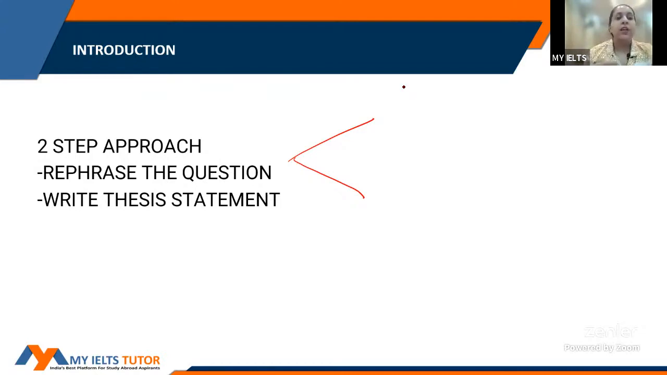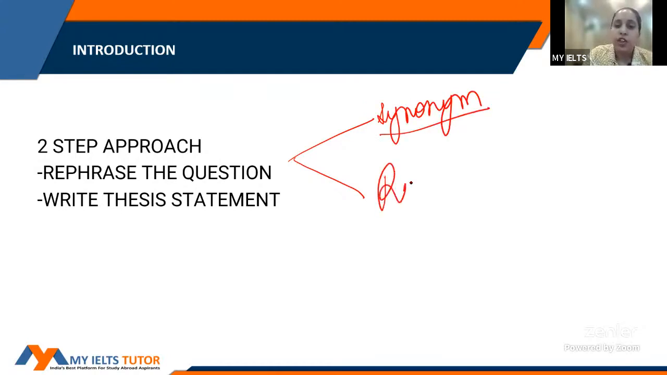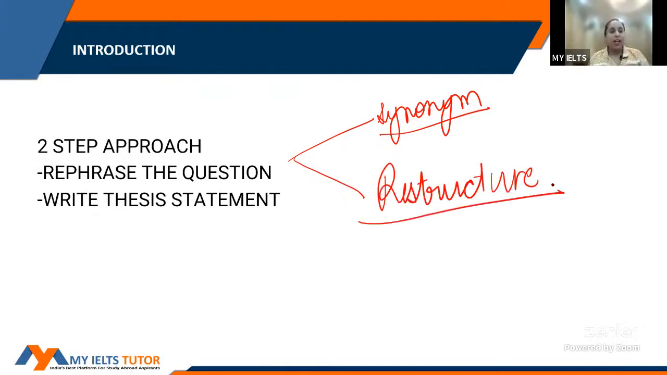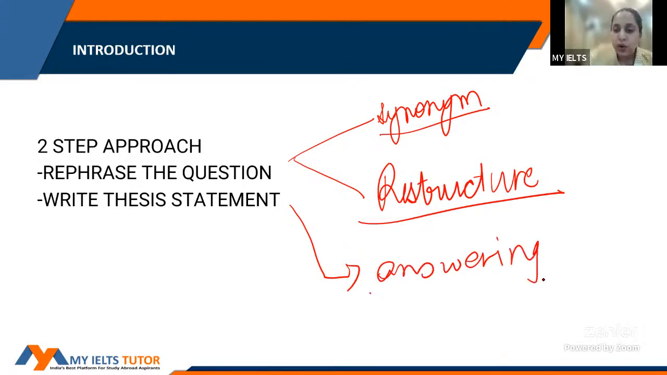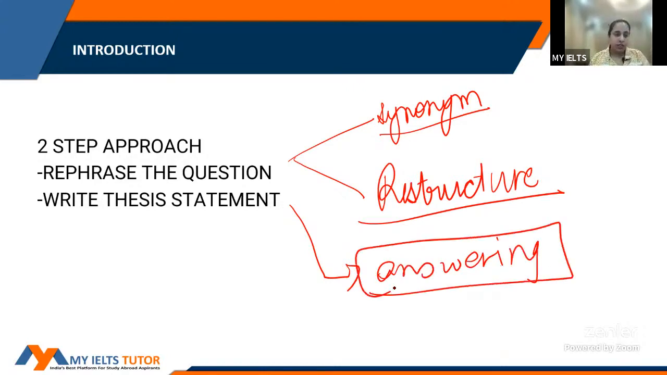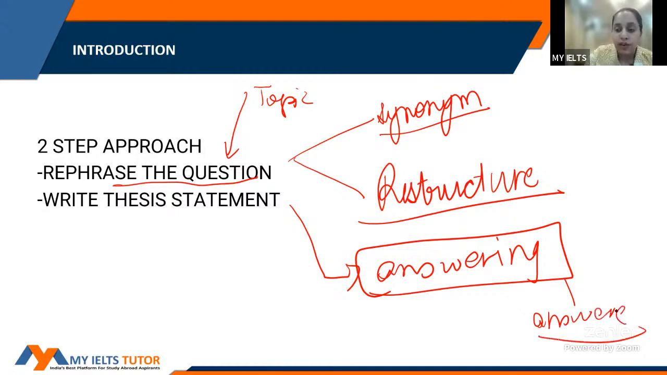Rephrasing means rewriting the question in your own words without changing its meaning. Rephrasing can be done by using synonyms wherever possible and restructuring your sentence. We will understand how to use synonyms and how to restructure the sentence. The second step is your thesis statement. Thesis simply means answering the question and maintaining a link with the next paragraphs. From rephrasing, our topic will be clear, and from the thesis, our answer and why this is our answer will be clear.